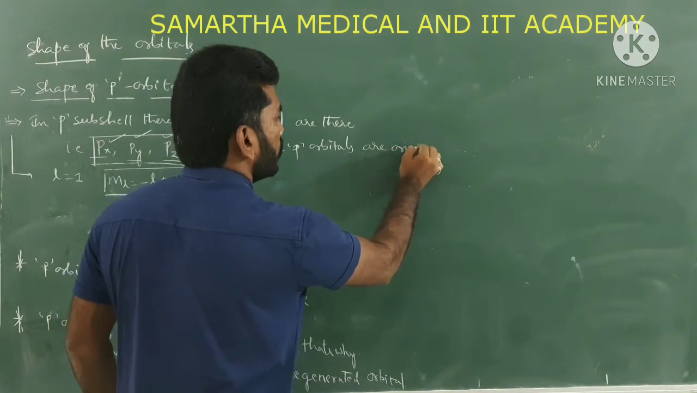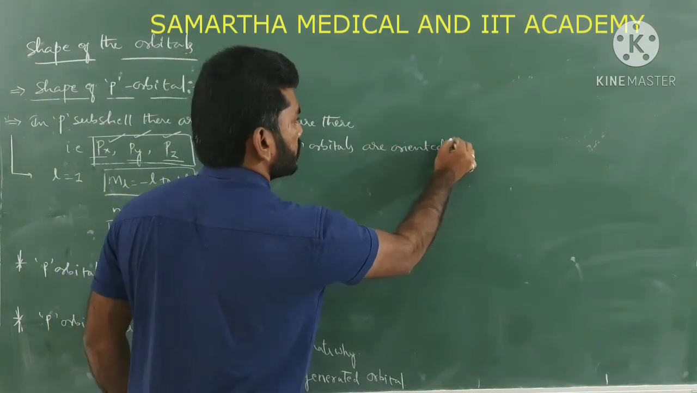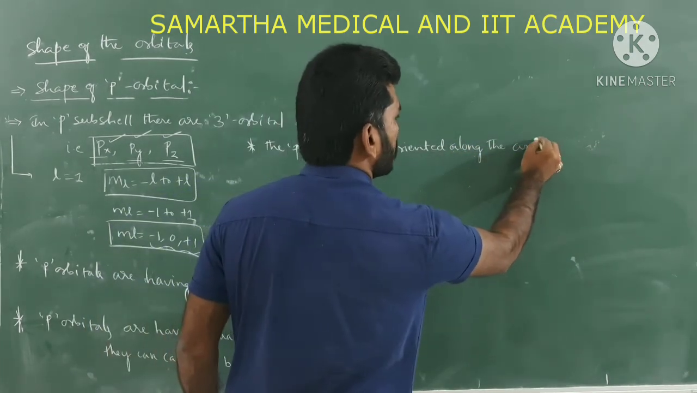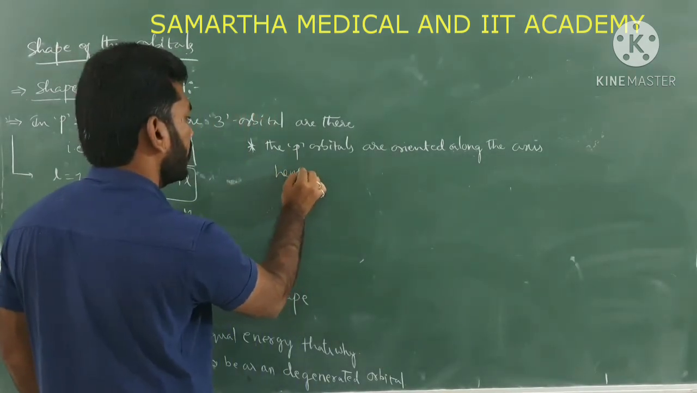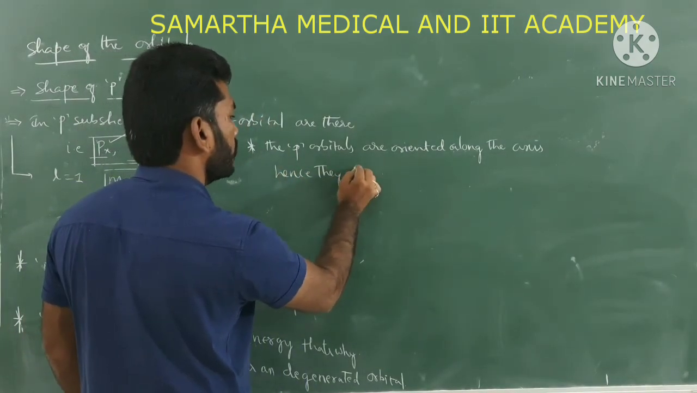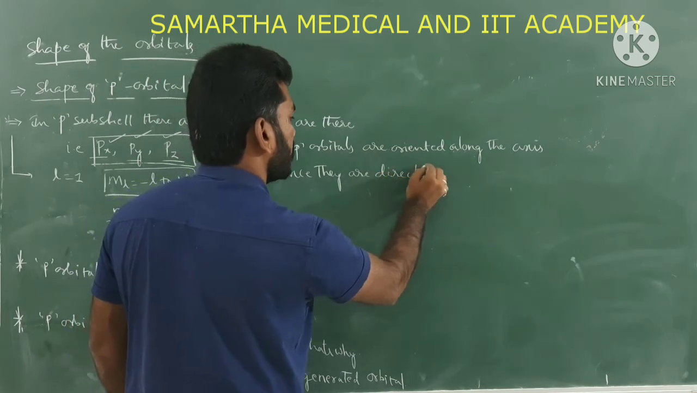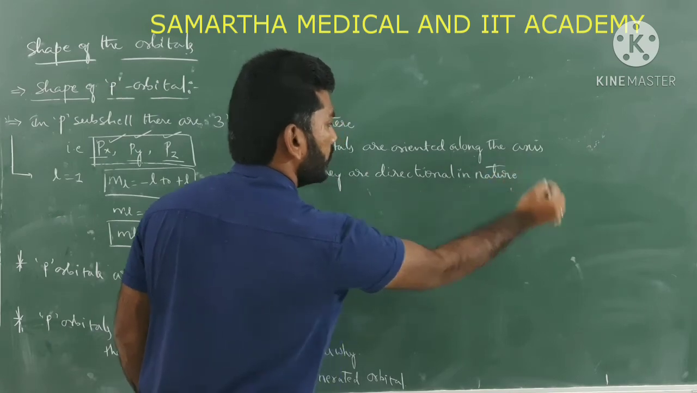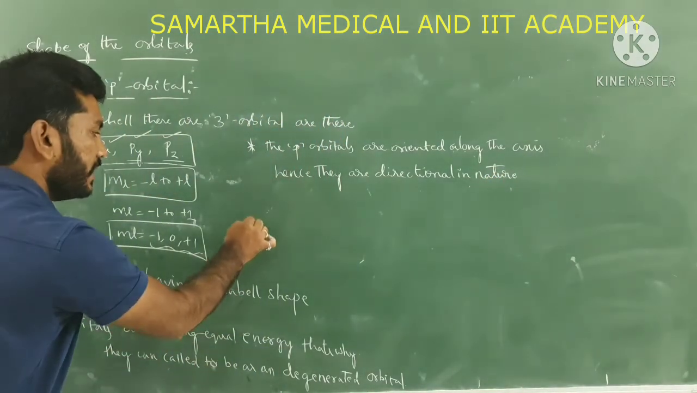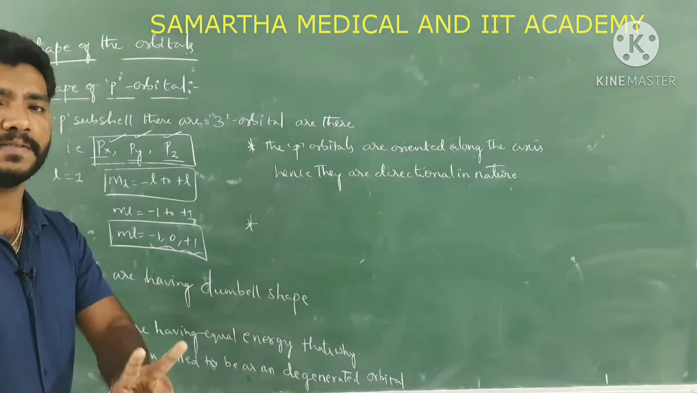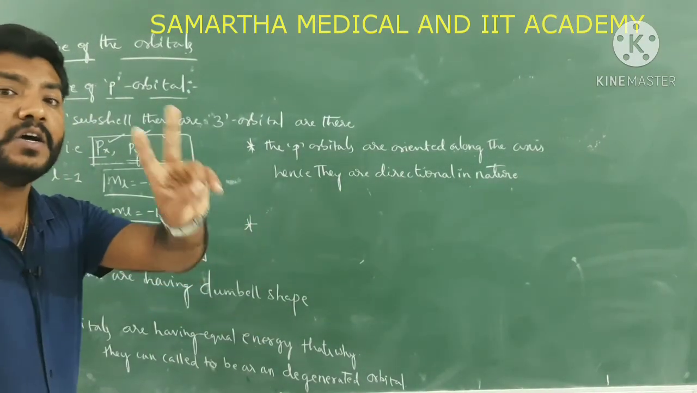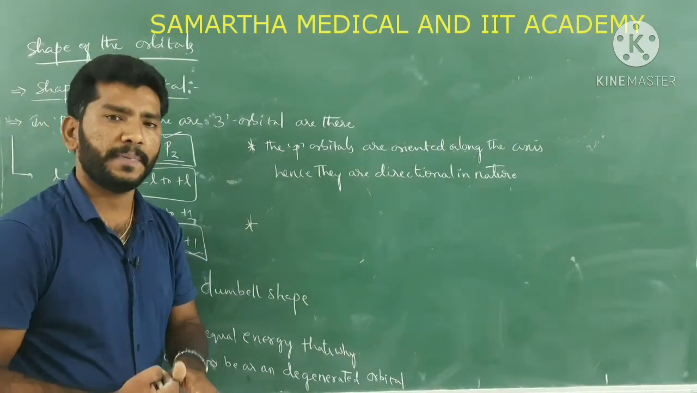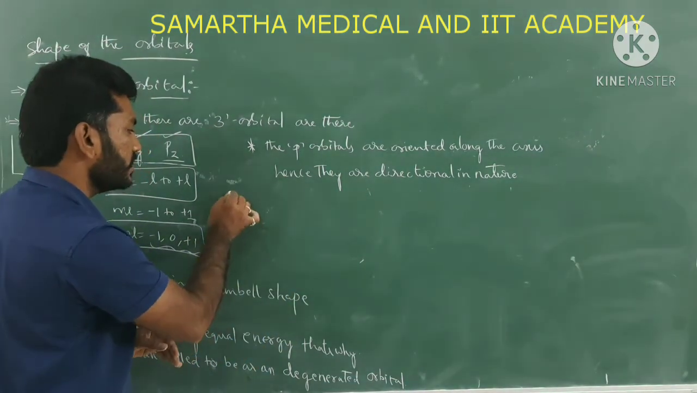Okay, so let's take down here: the p orbitals are oriented along the axis, hence they are directional in nature. Okay, and each p orbital has two lobes, guys. Each p orbital has two lobes, and those lobes are separated by one particular nodal plane. Let me show you the diagram, don't worry about it, just focus on that statement.